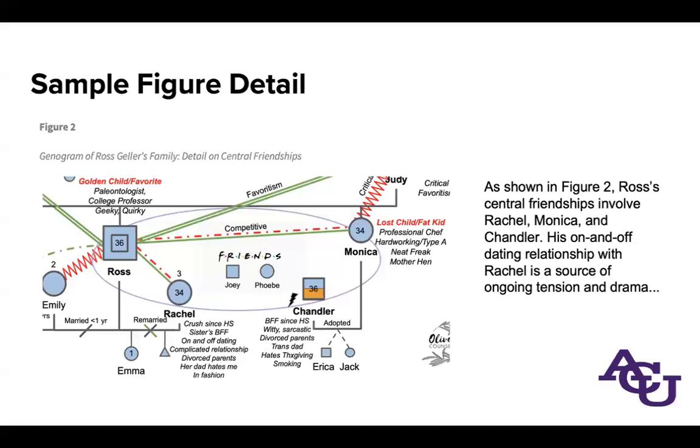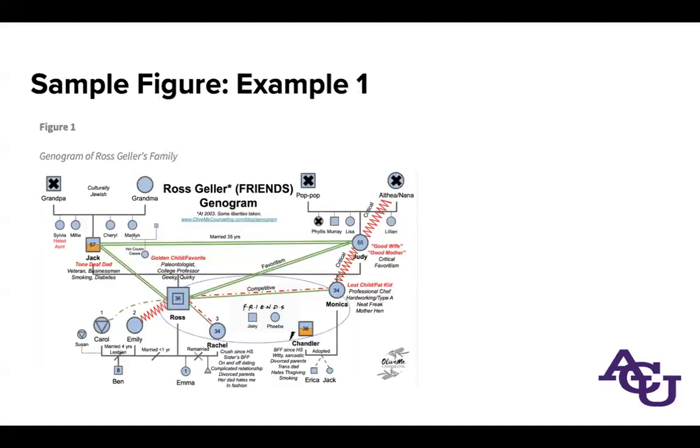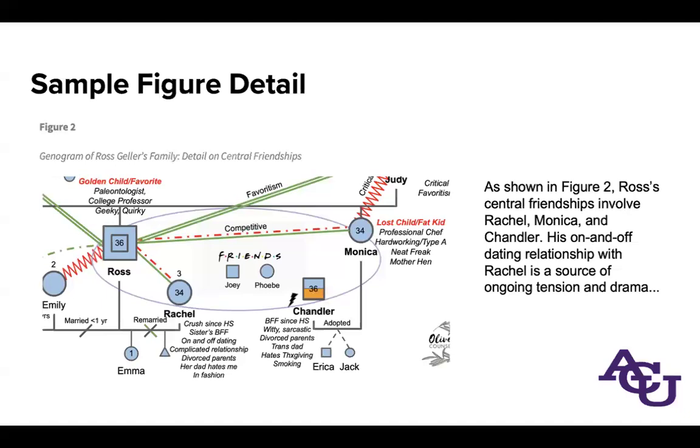So if this is our figure 1, genogram of Ross-Geller's family, then we have, when it comes up to be discussed, figure 2, genogram of Ross-Geller's family, detail on central friendships. And then in your text, you might have something like what we have on the right-hand side. As shown in figure 2, Ross's central friendships involve Rachel, Monica, and Chandler. His on and off dating relationship with Rachel is a source of ongoing tension and drama, etc., etc., etc.